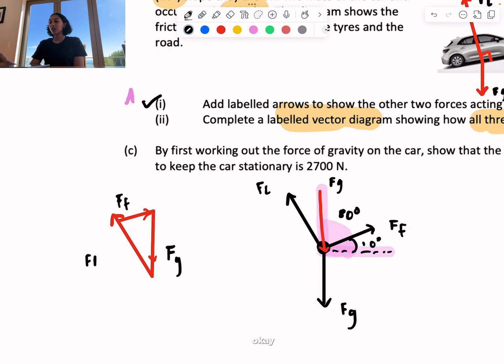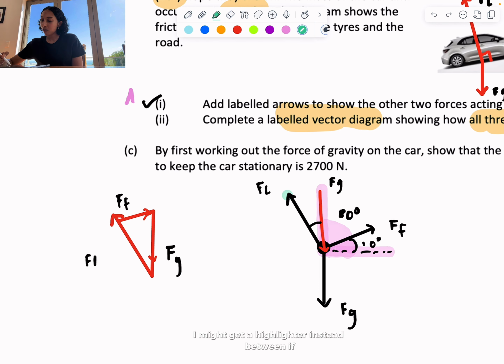So we want to figure out the angle that is in between FG and FL. How do we figure that out? Well, as you can see, let me get a different color. I might get a highlighter instead.